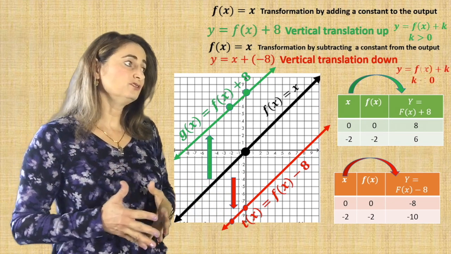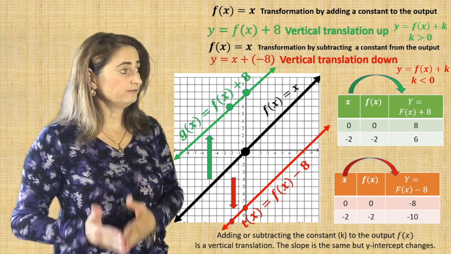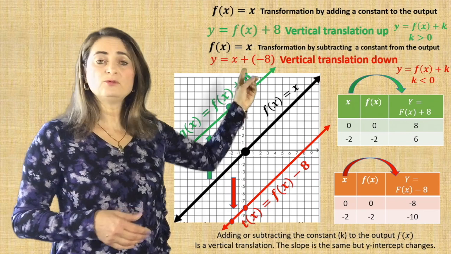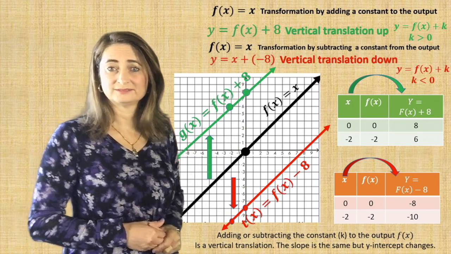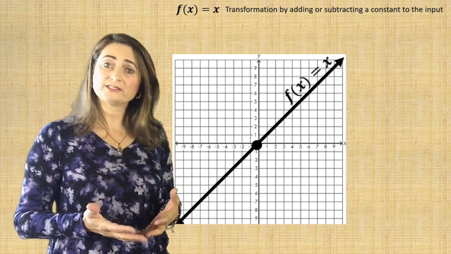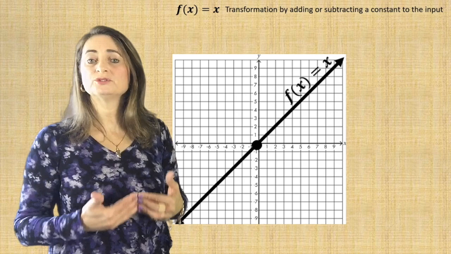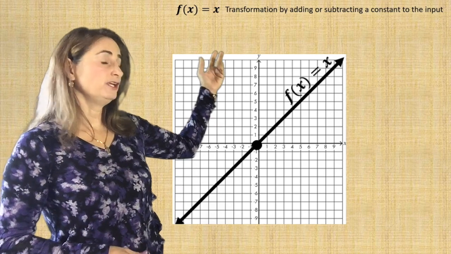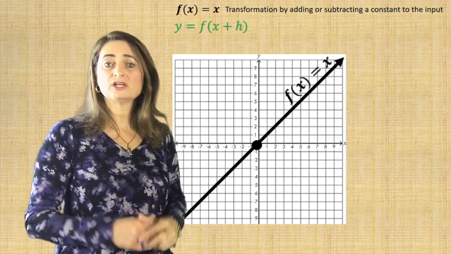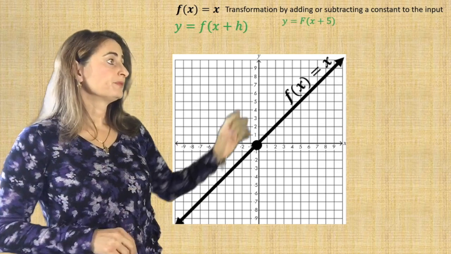So adding or subtracting the constant k to the output f of x is a vertical translation. The slope's still the same, but the y-intercept has changed. Now let's use the parent function f of x equal x and transform it by adding and subtracting to the input, or to x. So you have a new function, y equal f of x plus h. Watch how it's in parentheses in front of the f.